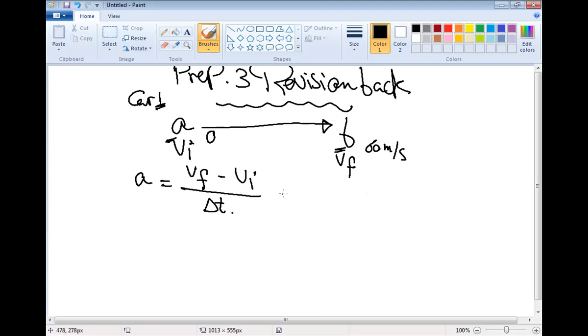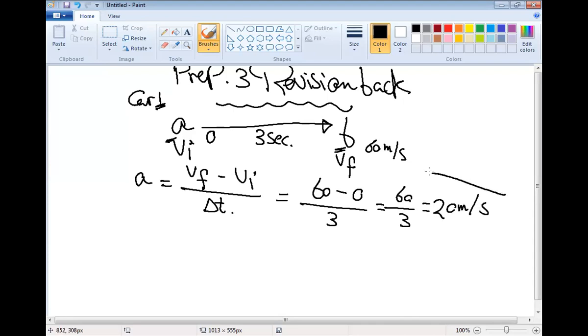Okay, so can you calculate the acceleration? 60 in 3 seconds. 60 minus 0 divided by 3 equals 60 divided by 3 equals 20 meters per second squared. So it is a positive value. That's right. It means accelerating or decelerating: the acceleration increases or decreases with time.